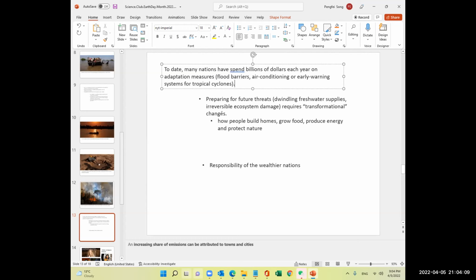Therefore, like Professor Funke has mentioned, preparing for future threats, such as dwindling freshwater supplies and irreversible ecosystem damage, requires transformational changes, right? Transformational means that we should not be satisfied with what we're doing currently. We should think about, for example, where to build the homes, maybe more towards inland, how to grow food, what kind of energy we should produce, and how we can protect nature.